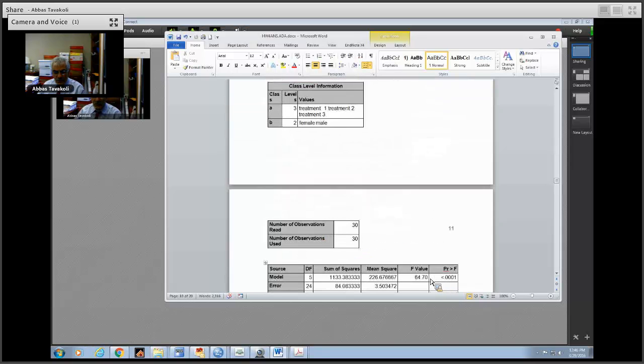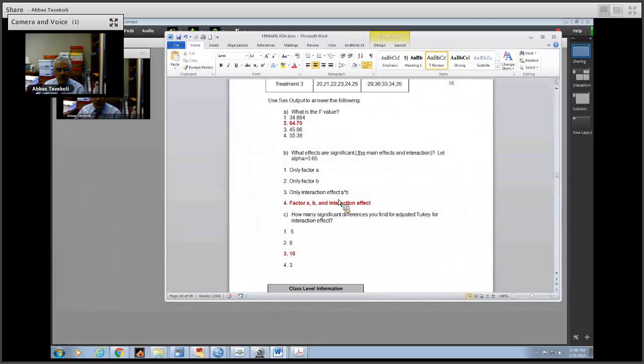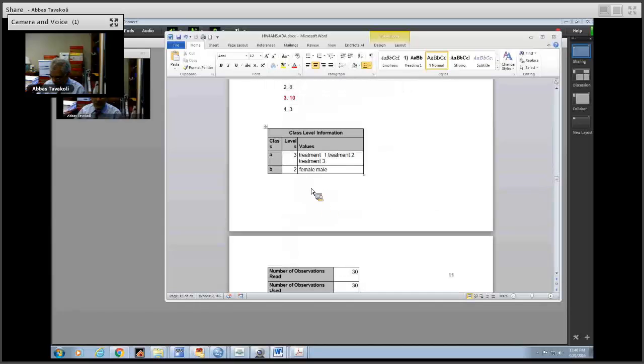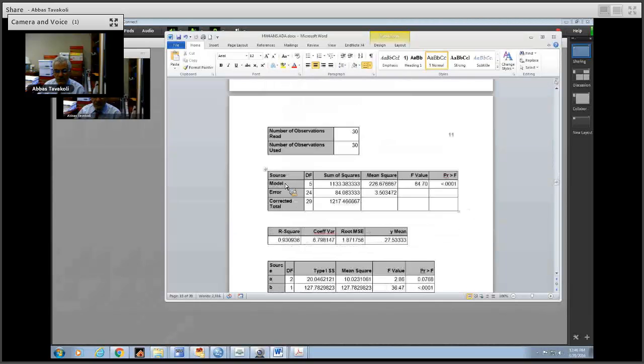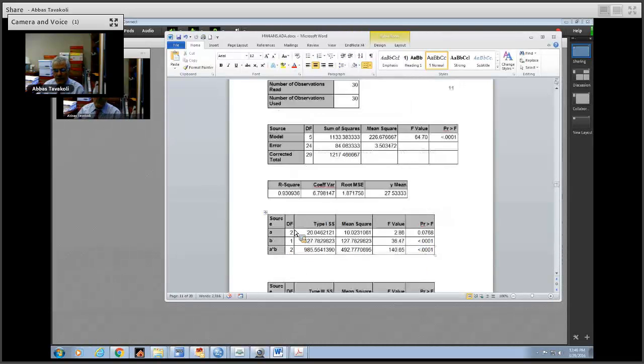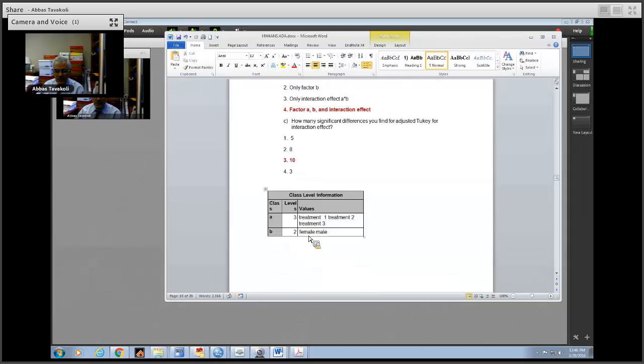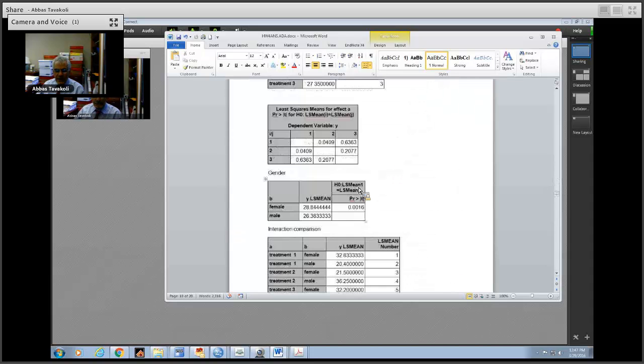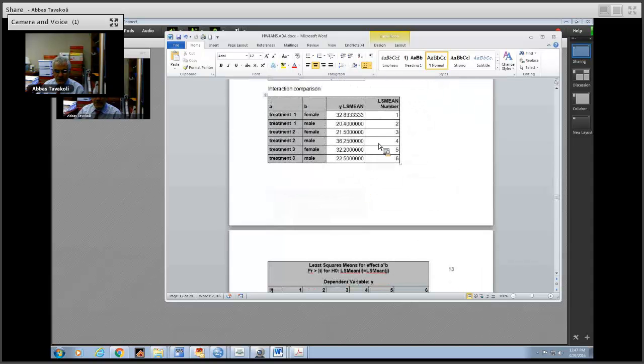And the next problem is another problem with factorial design, where we are looking at the effect of 3 different treatments on depression in 30 randomly selected patients in one clinic. So we have gender and 3 treatments. Again, if you look at the SAS output, the F value is 64.70. Your factor A is treatment, and factor B is gender.